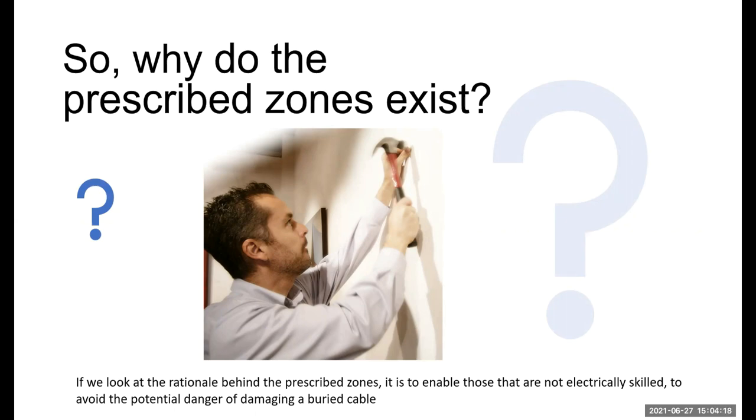If you think about it, prescribed zones aren't there to enable electricians to run their cables as such. That's a secondary thought, because there's lots of ways that we can run our cables. They don't particularly have to be twin and earth in the wall. They could be in conduit or SWA, which would be a safer cable to have buried. So it's not for that purpose.